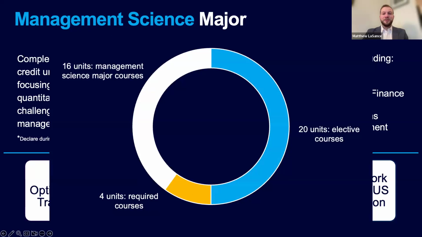As you can see on the wheel, the yellow still remains as your 2 global leadership courses. In white, you're going to see the 16 units of STEM or management science major courses. Then you still have in blue 20 units of elective courses. So that still leaves you a lot of room to dive deep into something else that you might be interested in, or really work on those skills that you want to shore up so that you can hit the ground running when you graduate and get into the business world.